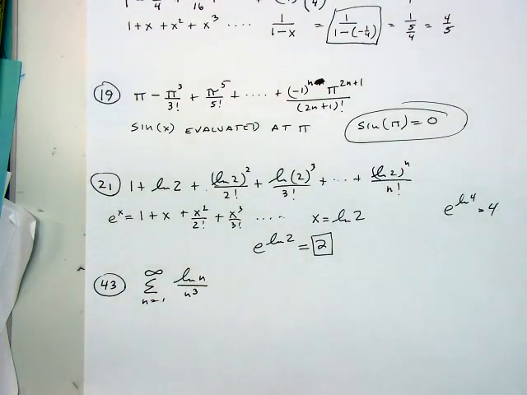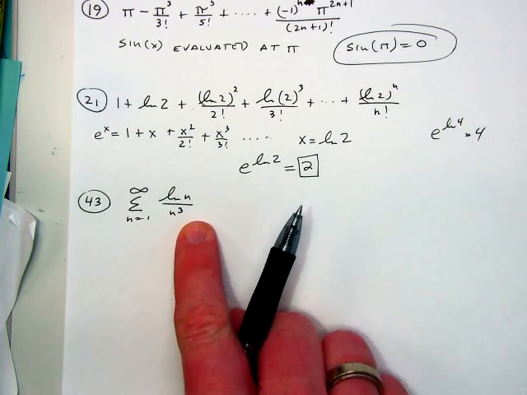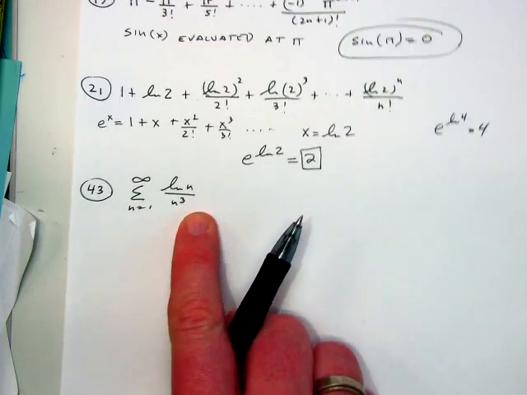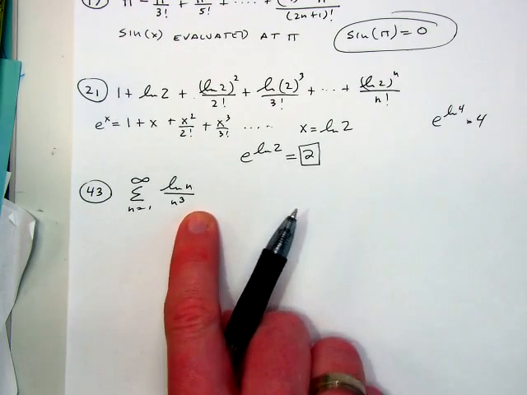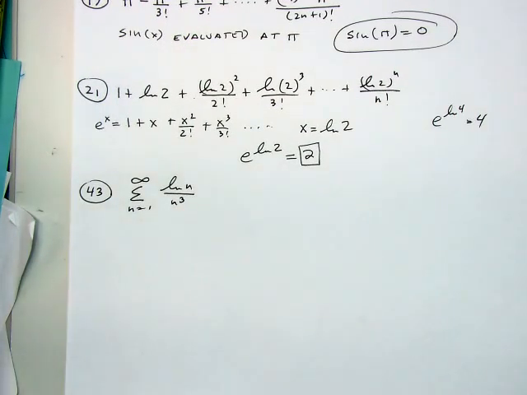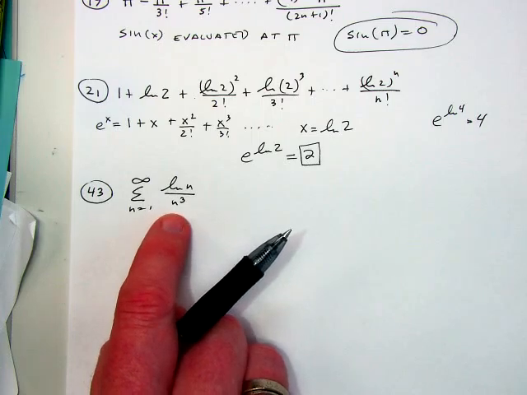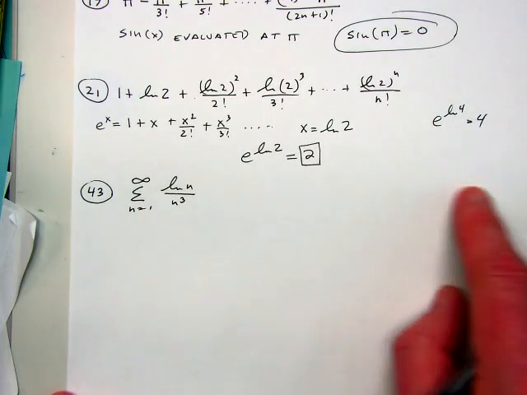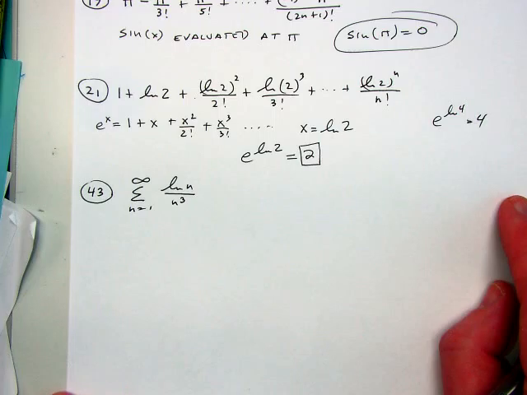Done. 43 is a little bit of a stretch for right now, but this is one of the ones that's true for an AP exam. Questions, I know this one has come up. I want to point something out. When a series converges or diverges, it's not the first few terms, it's the tail. It's the last ones that determine whether it converges or diverges.